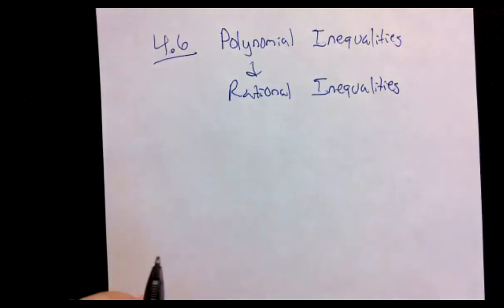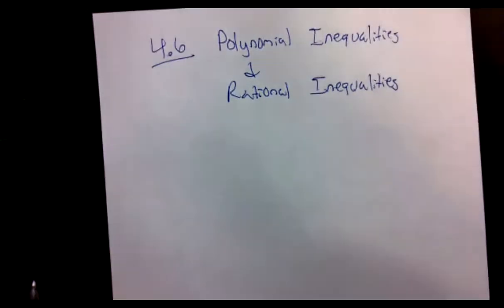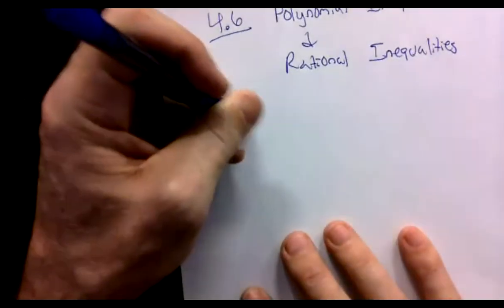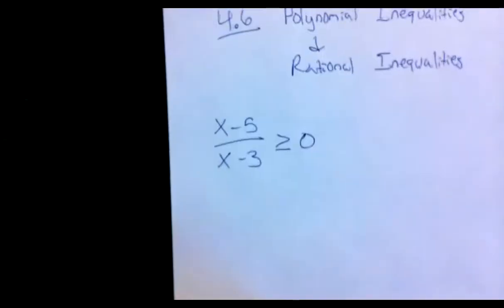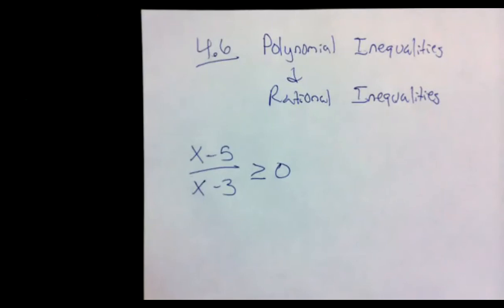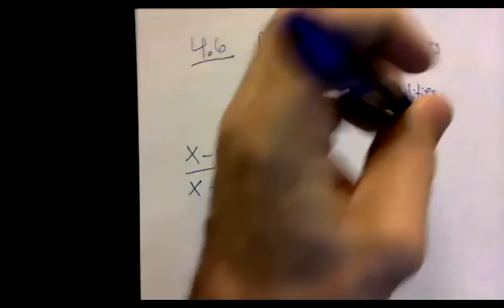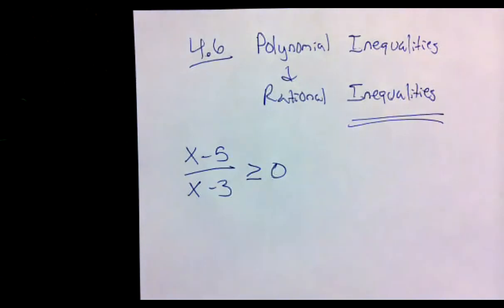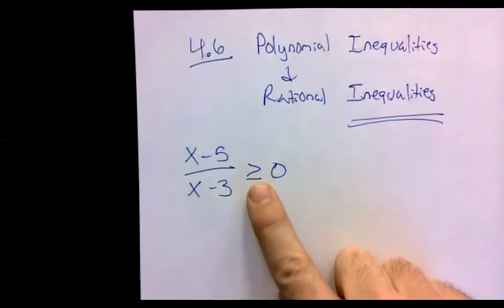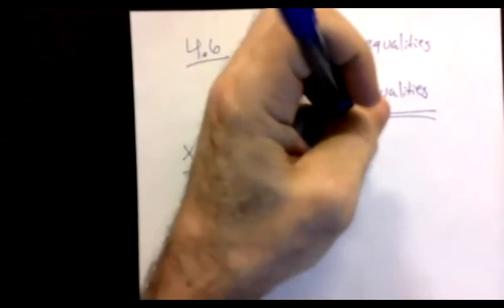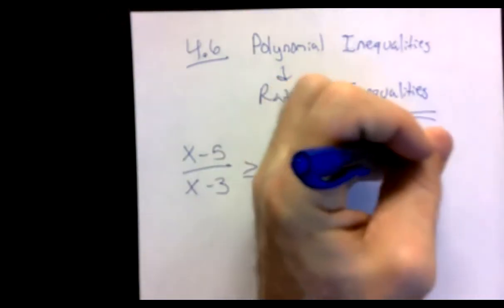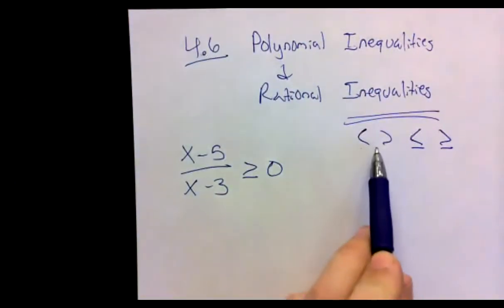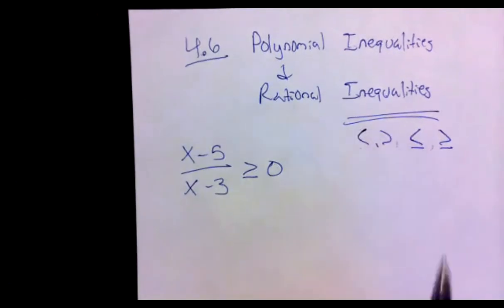All right. Since we've been talking about rational functions, I'm going to talk about the rational ones first. So if we needed to solve x minus 5 over x minus 3 is greater than or equal to 0. So again, an inequality means it is not just equal to. So we're talking greater than, less than, less than or equal to, or greater than or equal to. These are your inequalities. So that's what we're talking about.